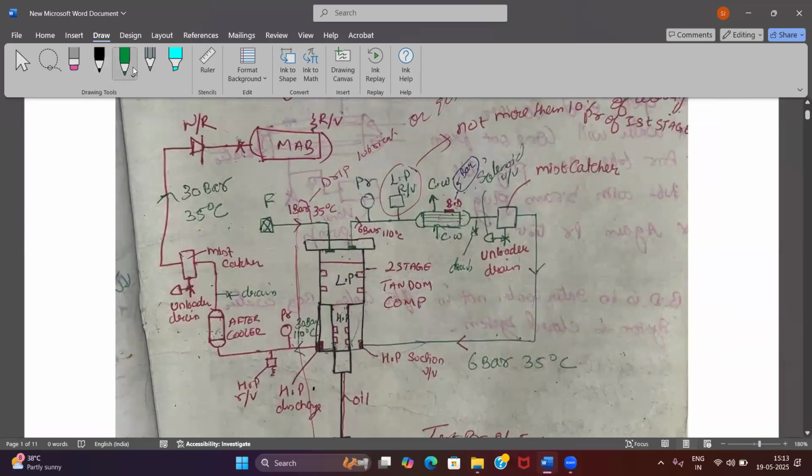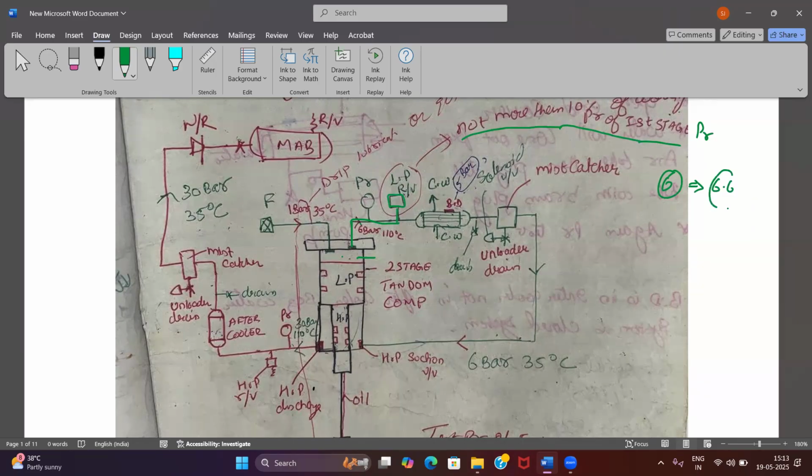So my air has been compressed in my number 1 unit. In number 1 stage the discharge has happened, and this discharge will first flow through your relief valve. What will be the setting of this relief valve? I have written over here, not more than 10% of the first stage pressure. So suppose the first stage pressure is 6 bar. How much is 10% of 6 bar? It will be 6.6.